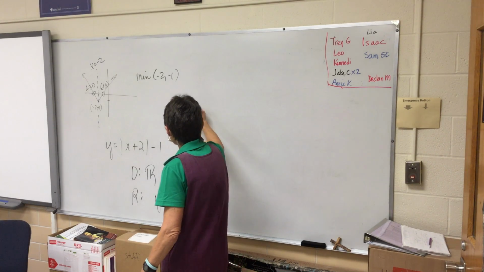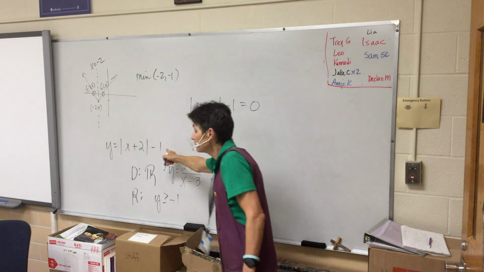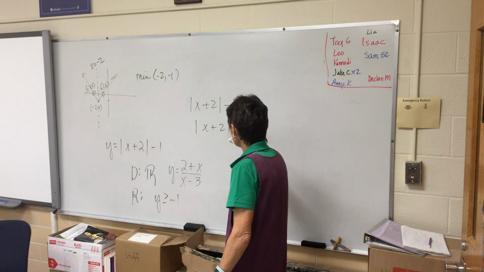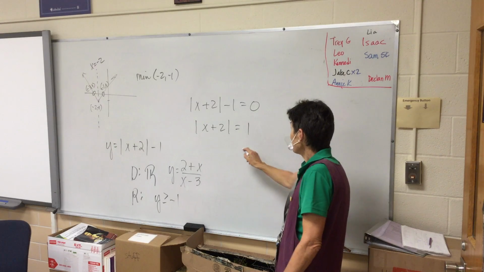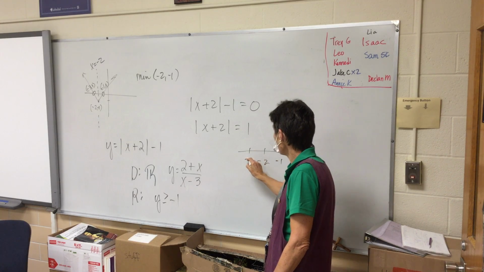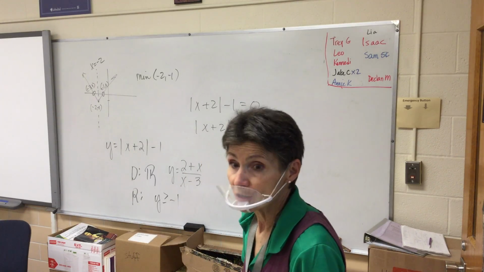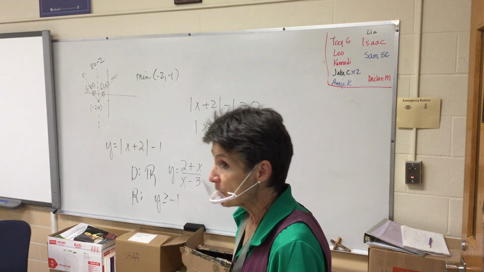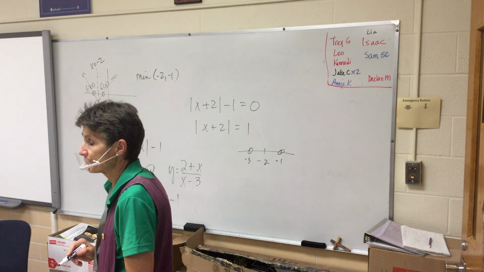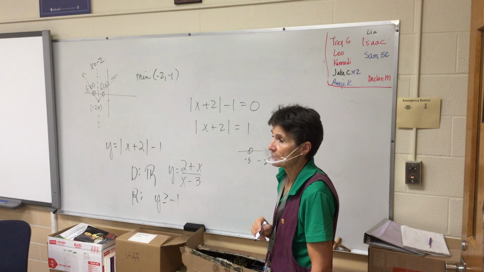I can also find the zeros by simply setting my equation equal to 0. And that says the absolute value of x plus 2 equals 1. And then you graph that any way you want. You know what I'm going to do: I'm going to put a dot at negative 2 and count forward 1 and backward 1. And there are my zeros. But you can solve that other ways if you want to. Zeros are the x values that make the function equal 0. Set your function equal to 0, and that's how you'll find the zeros.